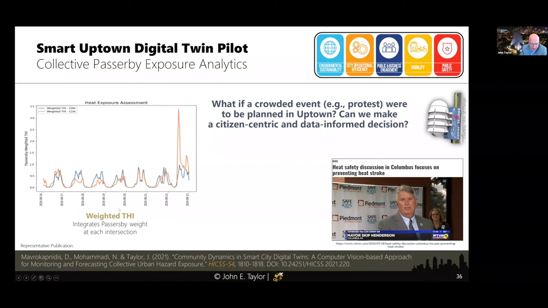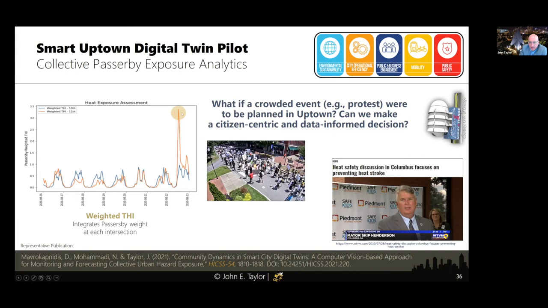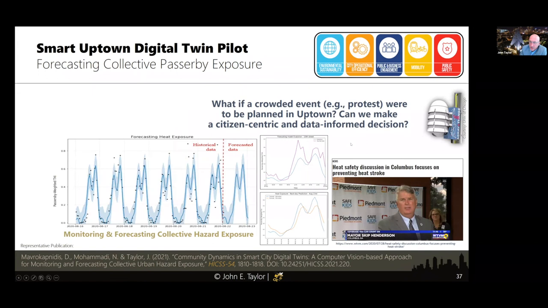And so we created a weighted temperature humidity index that weights not just the temperature and the humidity, but also the number of people that are passing through. And here you see a significant spike at the 11th Street intersection. As it happened, there was a Black Lives Matter protest going through that area, which caused the spike. So we were talking with them: what if a crowded event like a protest were to be planned? Can we make citizen-centric and data-informed decisions about the placement of, for example, public awareness campaigns or cooling centers?